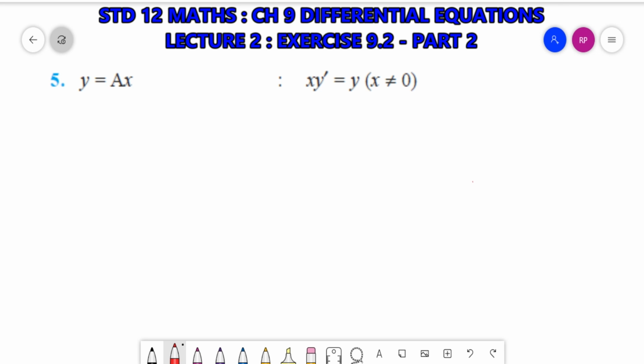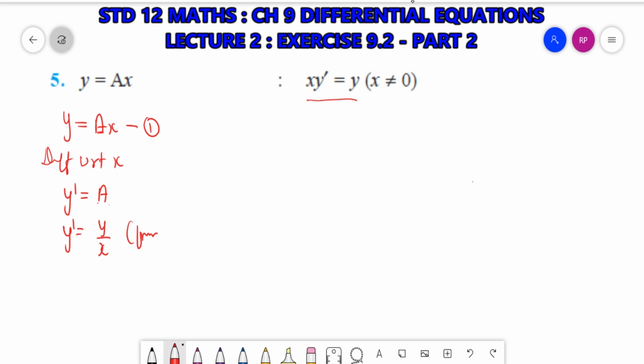Question number 5. You have to prove that y equal to ax is the solution of differential equation xy dash equal to y. We will start with y is equal to ax. So differentiating with respect to x, y dash will be equal to a. Clear? Now if I name this equation as 1, then from that I can write down a equal to y by x. So y dash will be equal to y by x. Okay. So by this way I have removed the constant a.